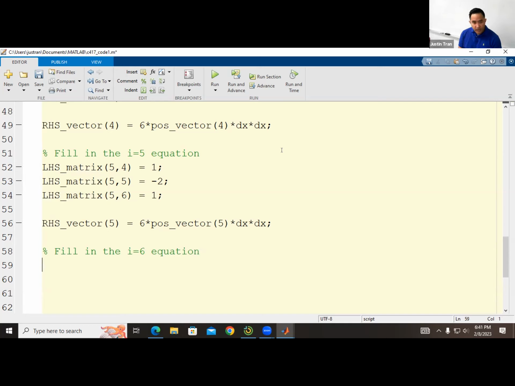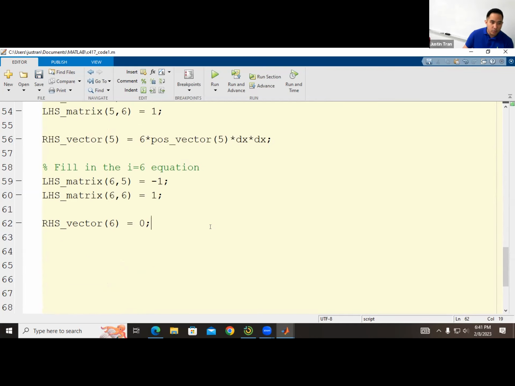Okay, and then finally we have i equals 6. And so for the last row of the matrix, we only have 2 entries. Because we have left-hand side matrix at (6,5) equal to -1, left-hand side matrix at (6,6) equal to 1, and then right-hand side vector at 6 equal to 0. Technically, you didn't need to do that last one because the right-hand side vector started out as 0, but you can do it just for completion.